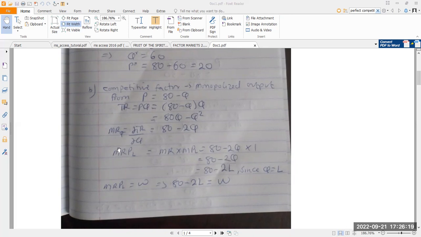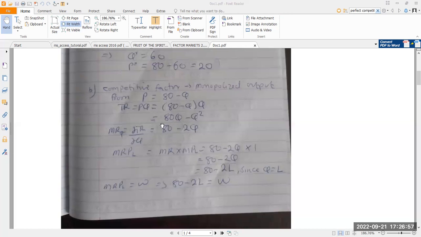Now, if you go to the input market, this is the demand function facing the input firm. Because the input firm is a competitive firm, it takes the wage as given and equates the demand function to the wage. The demand function is 80 minus 2Q, and because Q is equal to L, it will be 80 minus 2L. We have equilibrium in that market when the demand is equal to the wage. So MRPL should be equal to the wage. MRPL is 80 minus 2L. So 80 minus 2L should be equal to the wage.